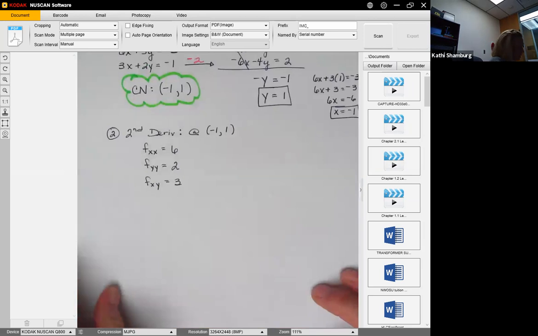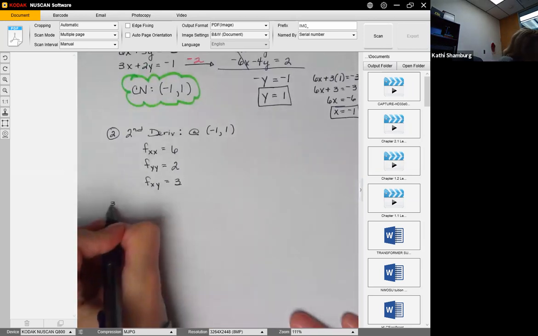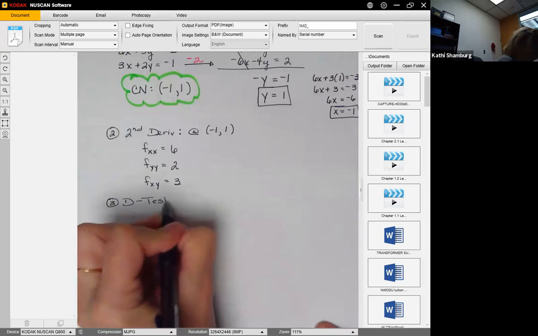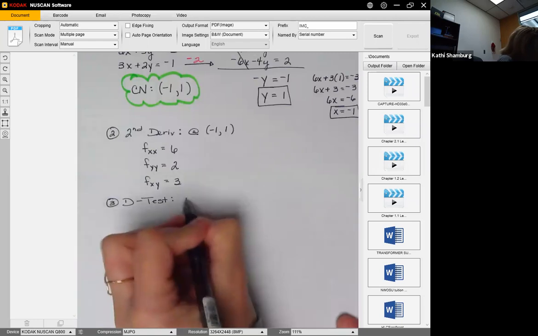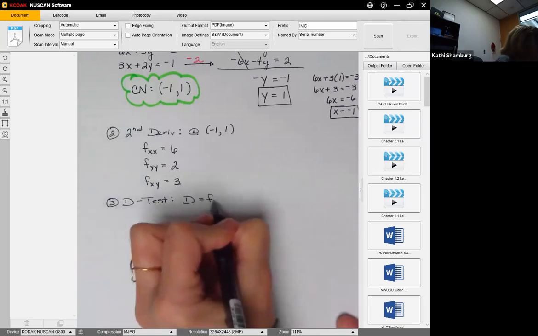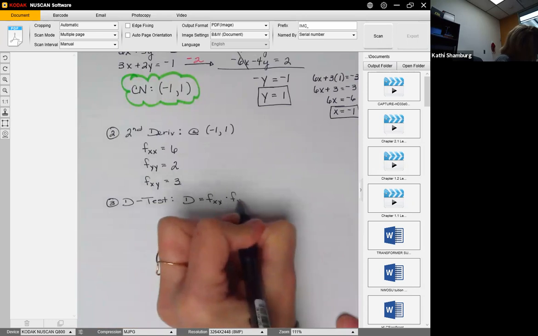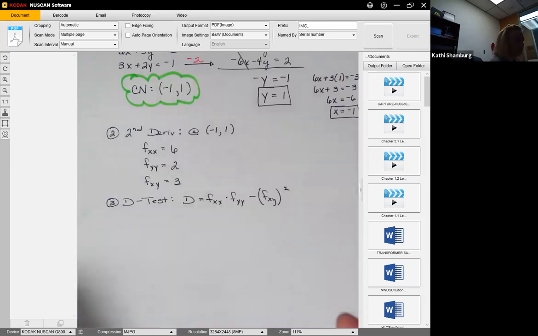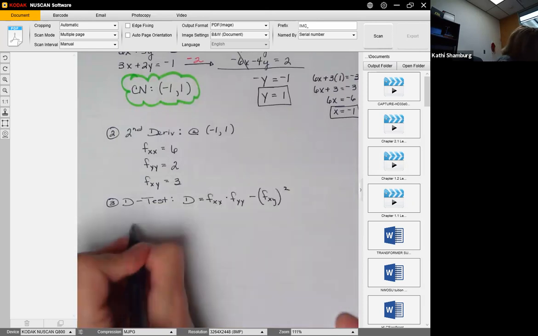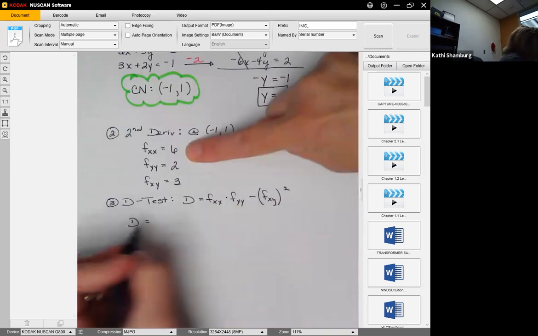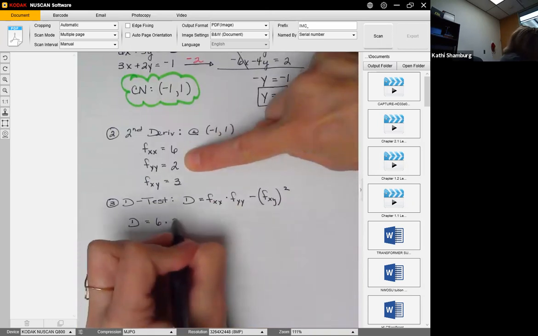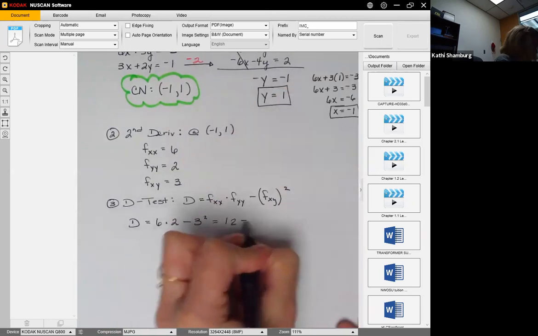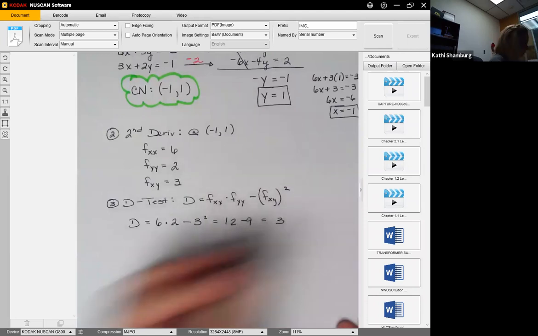Now that brings us to the third step, which is the D test. Remember, D equals f sub xx times f sub yy minus f sub xy squared. So my D would be 6 times 2 minus 3 squared. So I get 12 minus 9, which is 3.